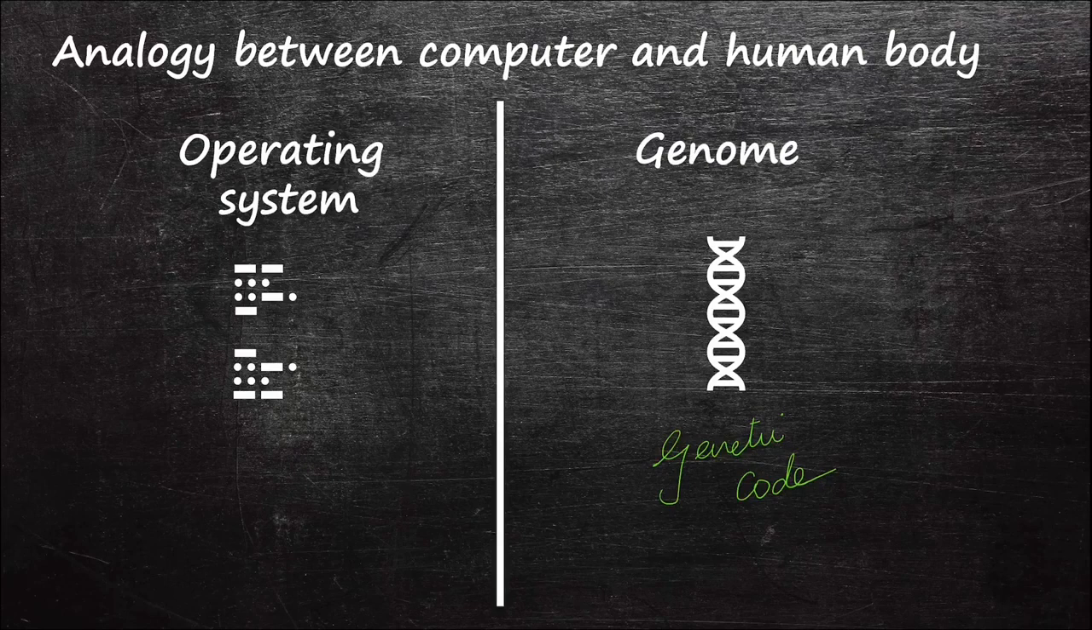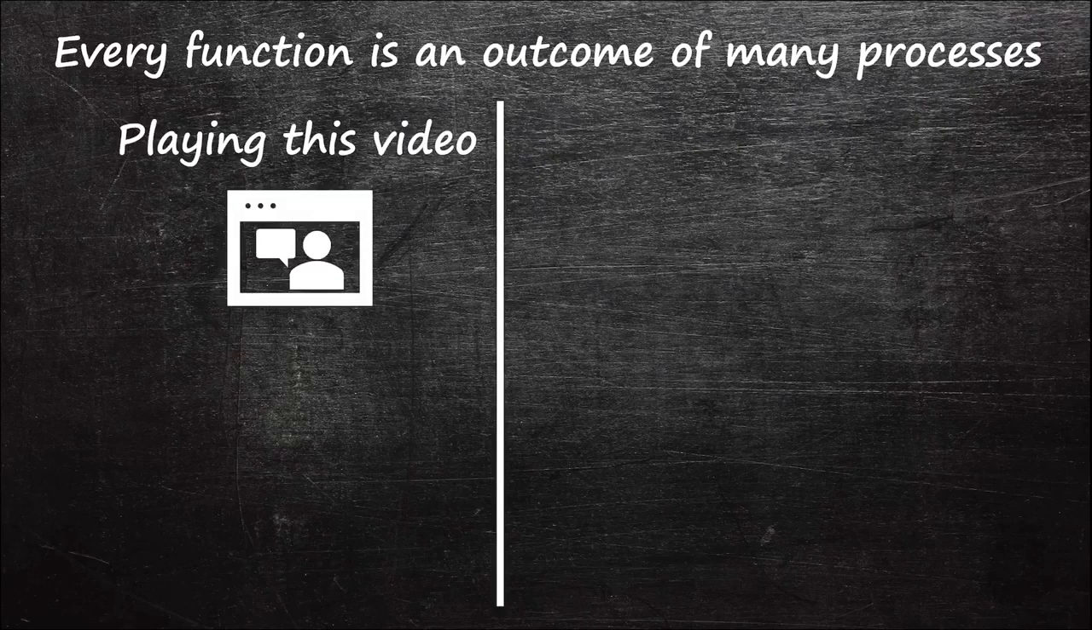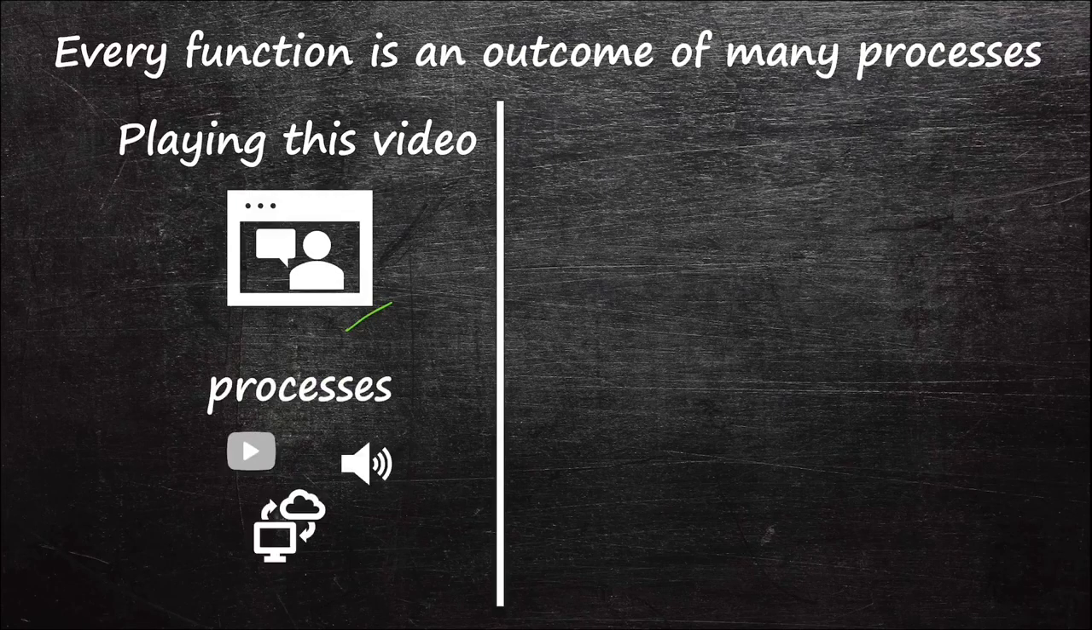Let us consider an example. One of the functions performed by the computer in front of you now is playing this video. And this function is an outcome of multiple underlying processes like downloading the video, decoding it, producing the output to the screen and the speakers and so on. If you open the task manager, you will see the list of processes running all the time.